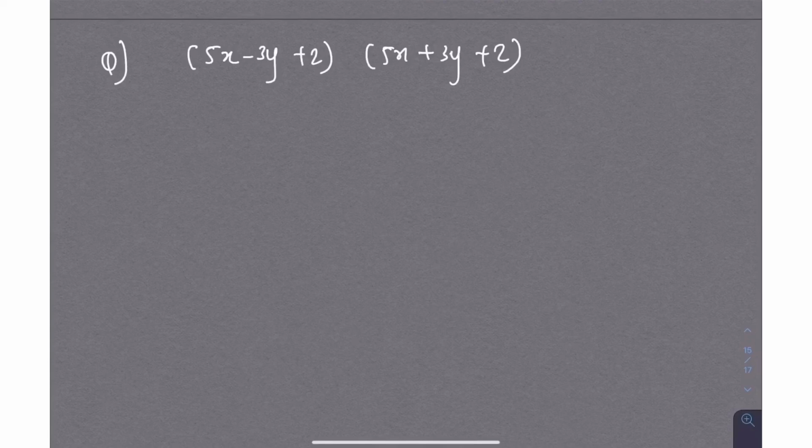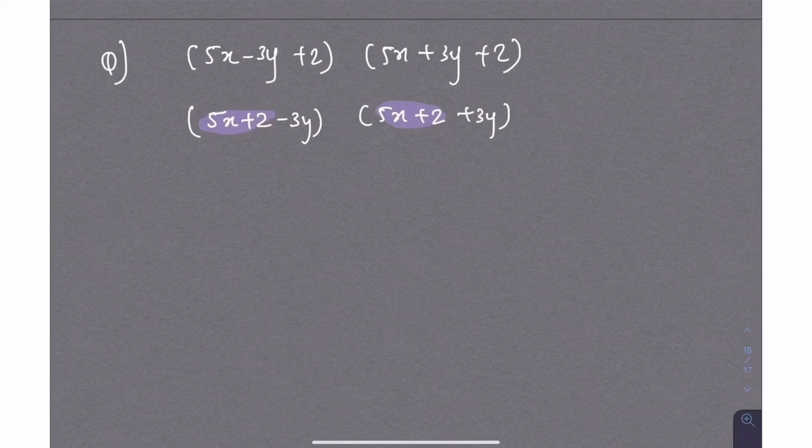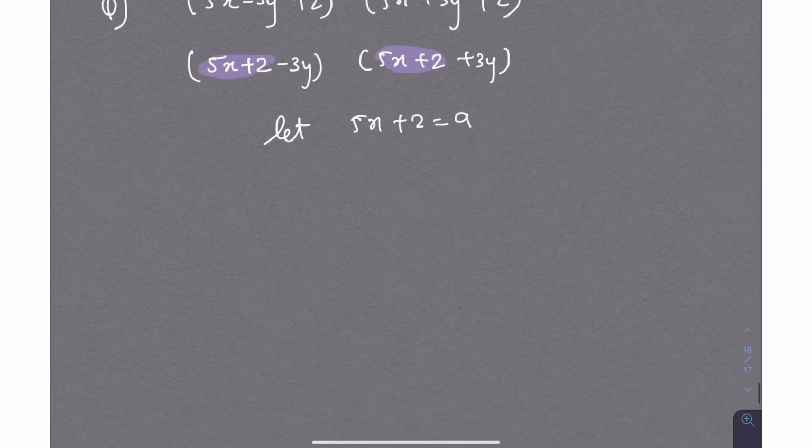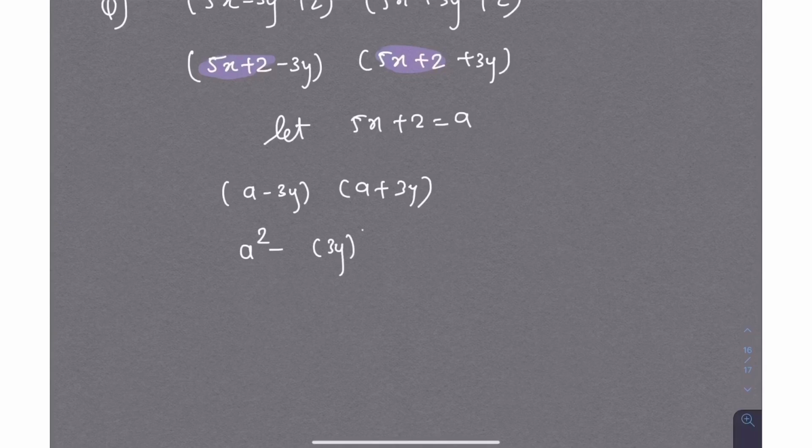So if we rearrange the terms, so first bracket में suppose instead of writing 5x minus 3y plus 2, if I'm writing 5x plus 2 minus 3y, and same thing I'm doing in the second bracket, तो अब तुम लोग क्लिक हो जाना चाहिए यार, हाँ यार, we have 5x plus 2, so this will act as a. So what we are going to do is, let 5x plus 2 is equals to a, so it will become a minus 3y and a plus 3y. So its expansion will be a square minus 3y the whole square. So a square minus 9y square.